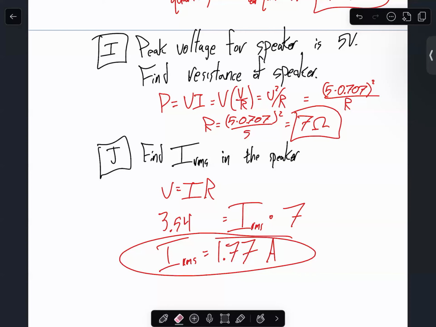How did I get 1.77? Well, are you okay with the RMS voltage being 3.54? Are you okay with the resistance being 7 ohms? That's what we just got. Okay, so if I've got 3.54 equals 7 times unknown, how do we get this unknown out of the way? 3.54 over 7 should be... oh, no, good God, it's not. Whoopsie, what did I do? Oh, thank you very much. 3.54 divided by 7. That was a test and only one person passed. 0.51 amperes.